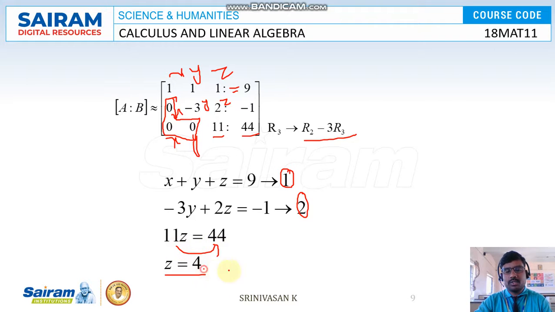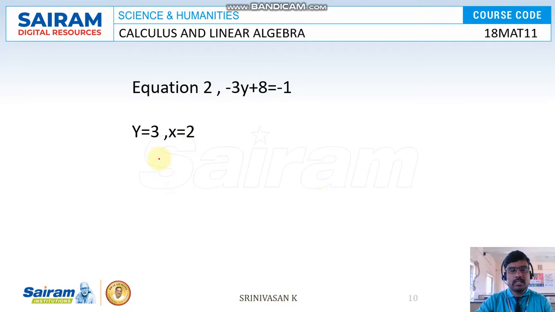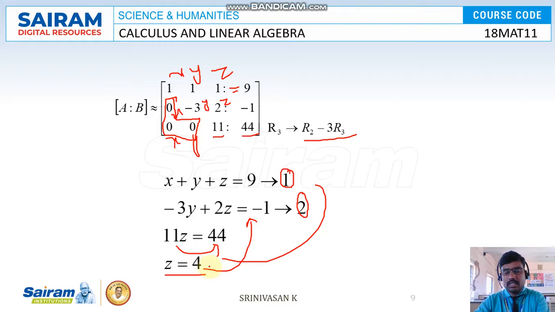Substitute the z value here, and we get the y value. Substitute the y and z values here, and we get the x value. So y equal to 3, x equal to 2, and z equal to 4.